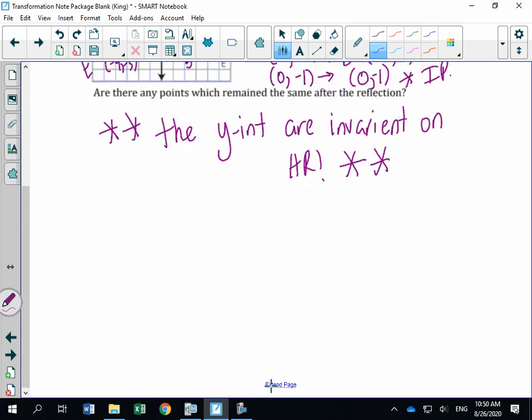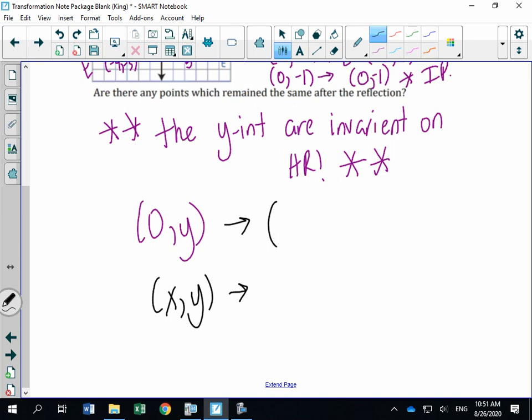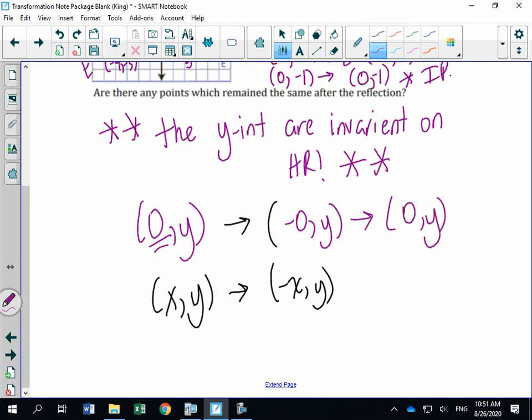Okay. And again, the reason why is for a y-intercept, remember x is always 0, and then whatever your y value is, that's your y-intercept. And what's happening is we're going from x comma y to negative x comma y. But if we have 0, x is 0, that does not change, right? Because we can't have negative 0, it's just 0. So that's going to be our invariant point.